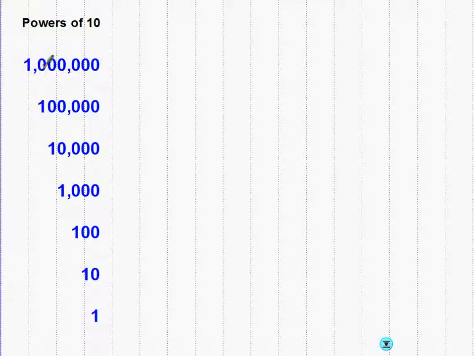So we'll go ahead and start off with our 1 million, which is a power of 10 number. And we're going to establish a pattern here. We can write 1 million as 10 times 10 times 10 times 10 times 10 times 10. So you can see that we multiply 10 times itself 6 times to get the number 1 million.